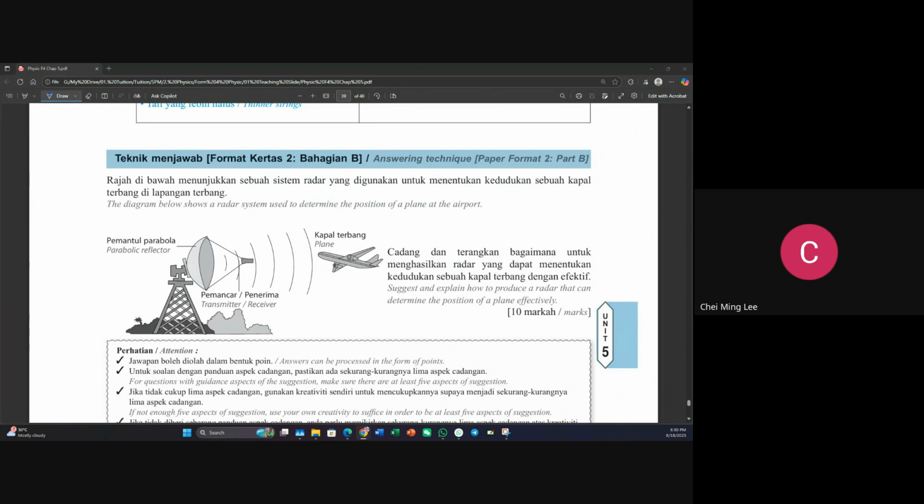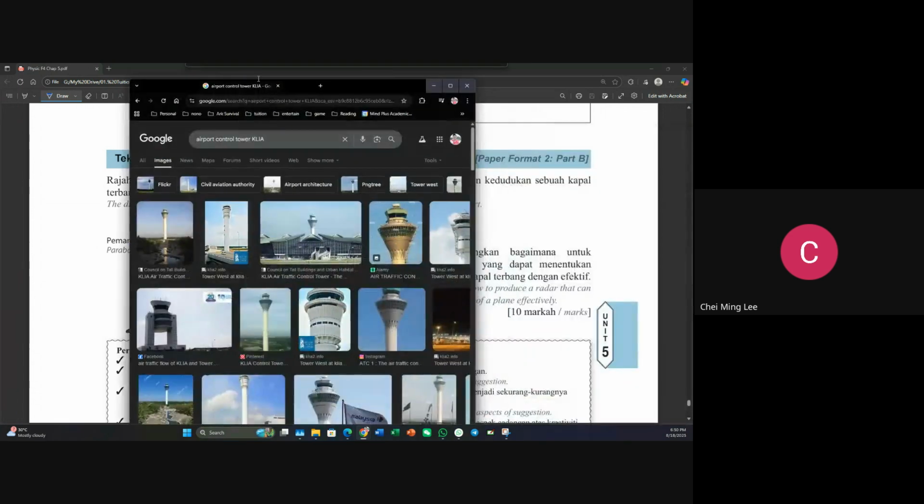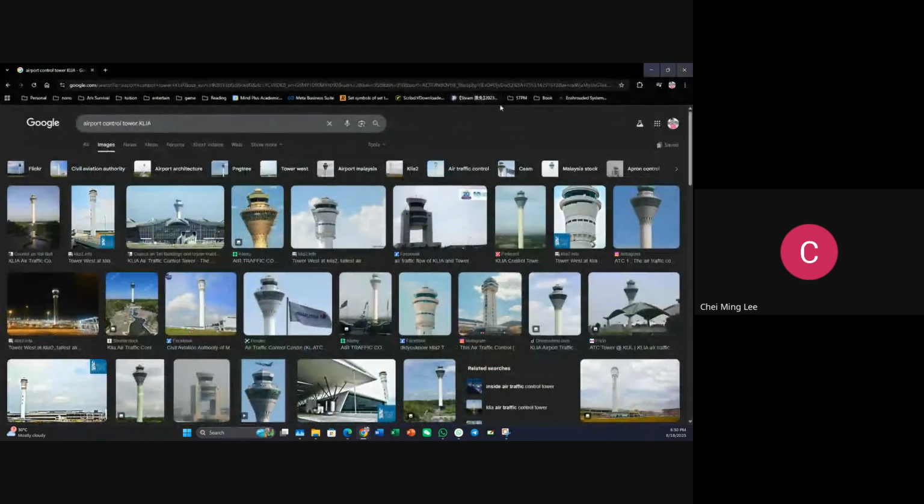Each airport for sure has a control center, a control tower. Sometimes they call it the control tower. They must have a control tower. Like KLIA one, for example, for KLIA, I forget already which one.